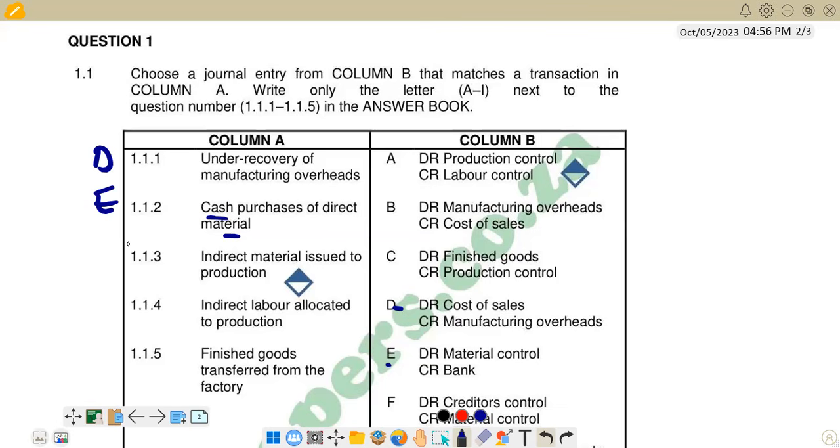Then we go to the next one, which is 1.1.3. It's saying indirect material issued to production. And we are seeing that this indirect material is under the production overheads. If you remember, in the manufacturing account, under the production overheads, you've got indirect material that we charge there. So we are transferring this indirect material to production, and it's coming from the material control account. So we look there. If we have got the material control and production overheads, we are not seeing such one. Let's look at the other option that we have below there.